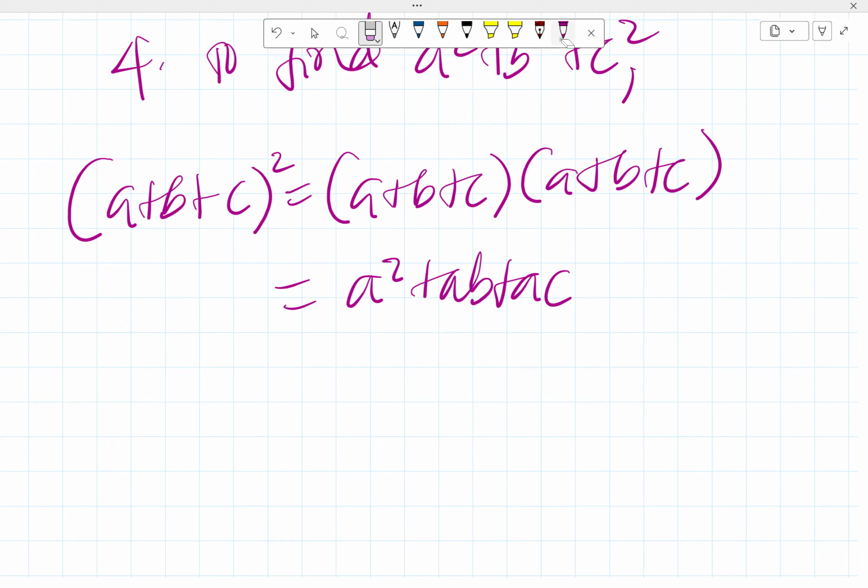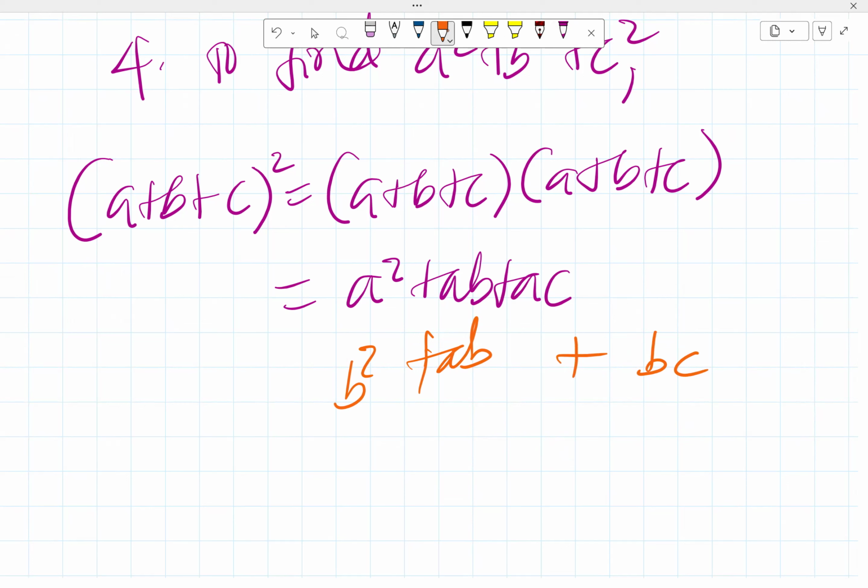Let me start again. A times A is A squared. A times B is AB. A times C is AC. Good. Then next, I have B times A is AB. B times B is B squared. Then B times C is BC. So I just put it all over the place so I can tidy up easily later.